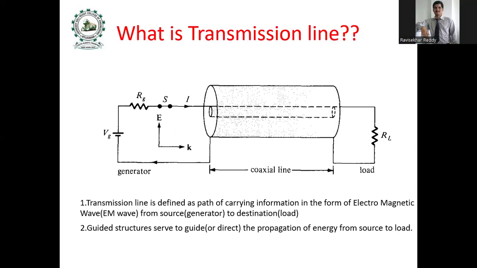First of all, what is a transmission line? The main purpose of a transmission line is to send information from one point to another. The transmission line is defined as a means of carrying information, in the form of an electromagnetic wave, from source to load. Guided structures serve to guide the propagation of energy from source to load.